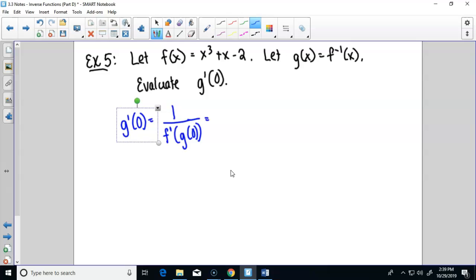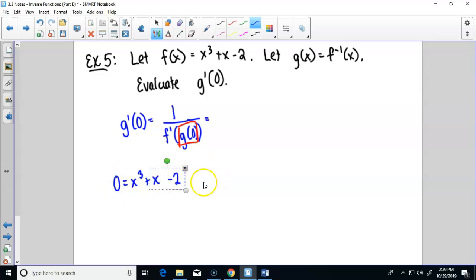So, we've got to find G prime of 0, which means we've got to do 1 over F prime of G of 0. So the first thing that we've got to find is that G of 0, or that F inverse of 0. And this time we don't have a table, so we do actually have to solve this. So Destiny, what are we going to do with that 0? Good. We'll plug it into the function as our Y. So we'll have 0 equals X to the 3rd plus X minus 2.